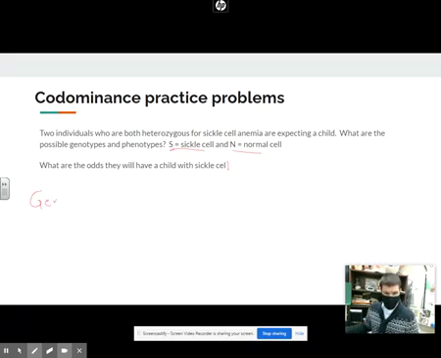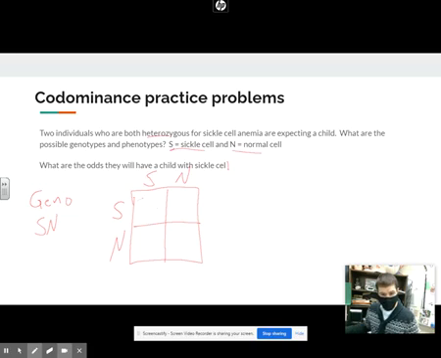Okay, so genotypes of the parents. Genotype, they're both heterozygous. Once again, hetero means difference. We have 2 different alleles. The 2 different alleles we're looking at here are S and N. So both parents are going to be big S, big N. I'm going to draw my Punnett square. Big S, big N, big S, big N. And fill it in, right? Big S, big S, big S, N, big S, N, and N, N.